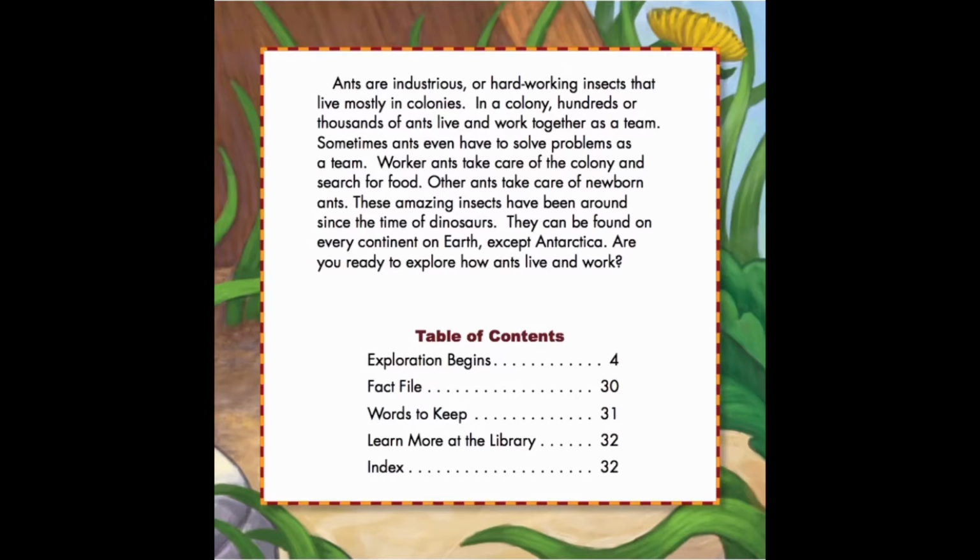Ants are industrious or hardworking insects that live mostly in colonies. In a colony, hundreds of thousands of ants live and work together as a team. Sometimes ants even have to solve problems as a team. Worker ants take care of the colony and search for food. Other ants take care of newborn ants. These amazing insects have been around since the time of dinosaurs. They can be found on every continent on Earth except Antarctica. Are you ready to explore how ants live and work?